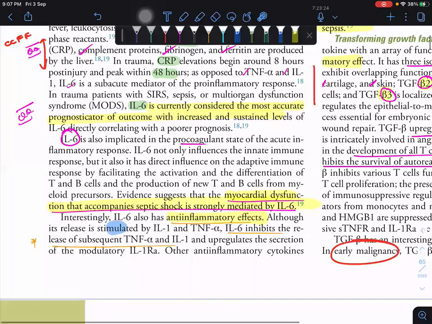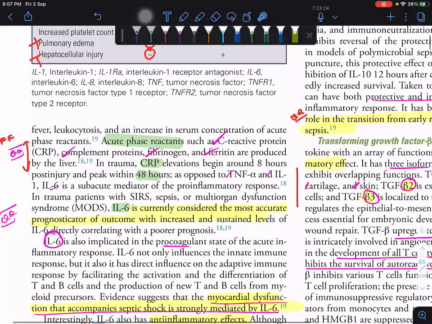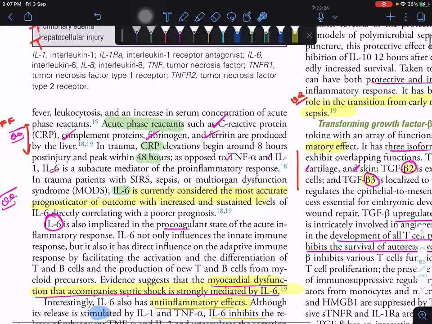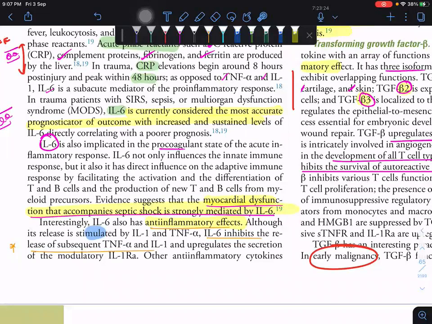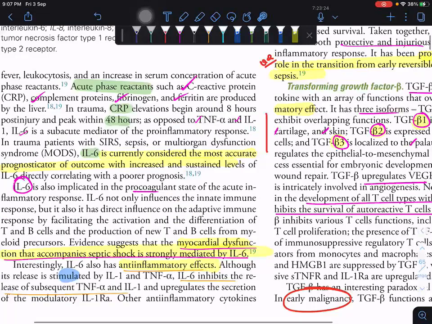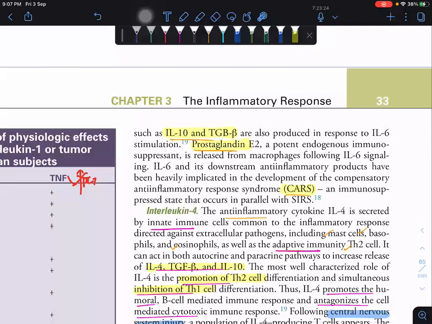Once again, IL-6 is involved in the production of acute phase reactants like CRP, and CRP will be at its peak early. So it is the most accurate prognostic factor for the outcome. It has a procoagulant state, and myocardial dysfunction is mainly because of IL-6. It has an anti-inflammatory effect, it is involved in the production of these three mediators, and it is also involved in the process of CARS.